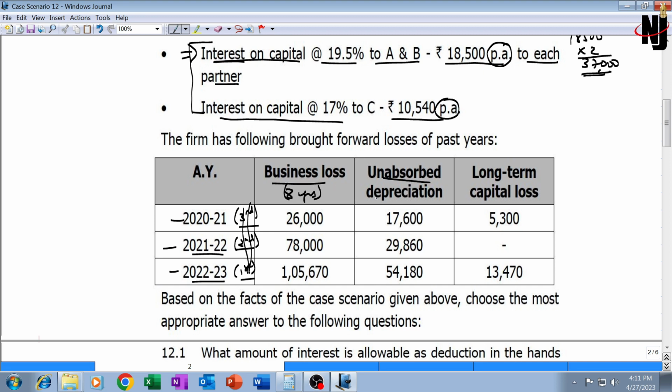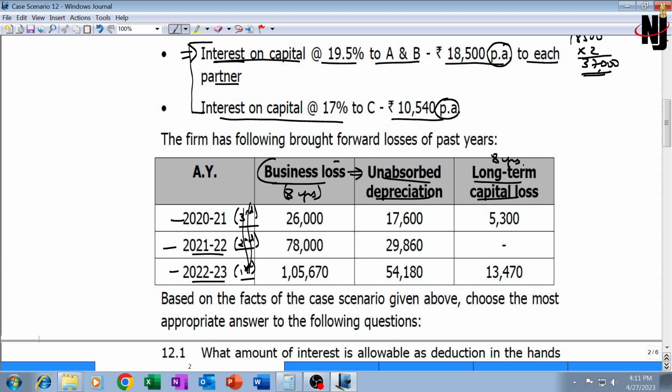Business loss and unabsorbed depreciation. Unabsorbed depreciation can be carried forward for an unlimited period of time. We know pretty well. Therefore, we don't need to compute whether 8 years have lapsed or not. And long-term capital loss. Long-term capital loss can be carried forward for a period of 8 years. However, just for the sake of your knowledge, this is a final CA level point, but institute has applied this point here also. By default, business loss includes unabsorbed depreciation also.